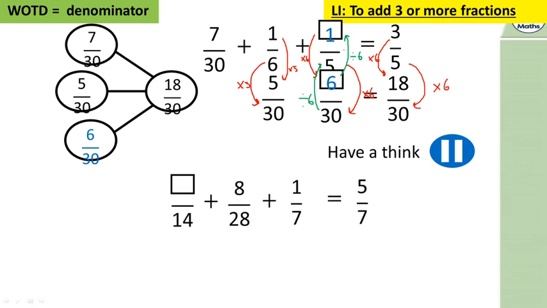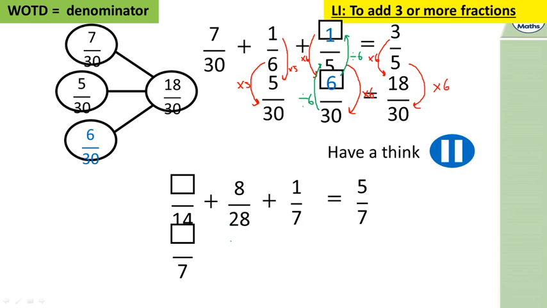Okay, so this is another very similar question. So something 14ths plus 8/28 plus 1/7 equals 5/7. So you need to make those denominators the same before you can work out what that missing number is. Okay, so we're going to go a slightly different route here. We're going to make it into 7ths, because I know that I can divide 28 by 4 to get 7, and 8 is divisible by 4. So we can go for the divide method.